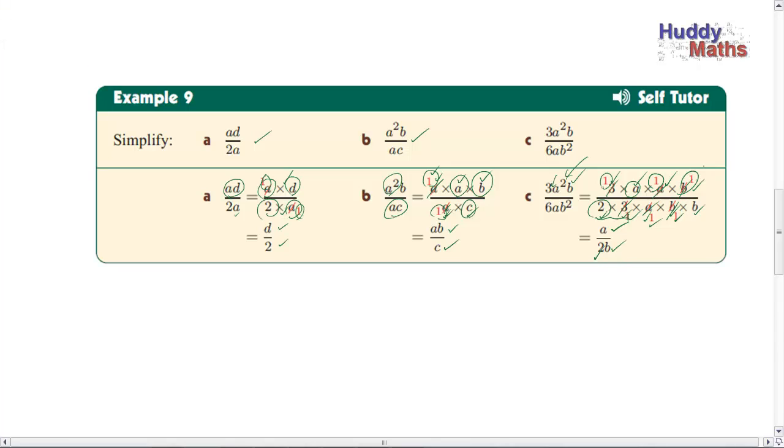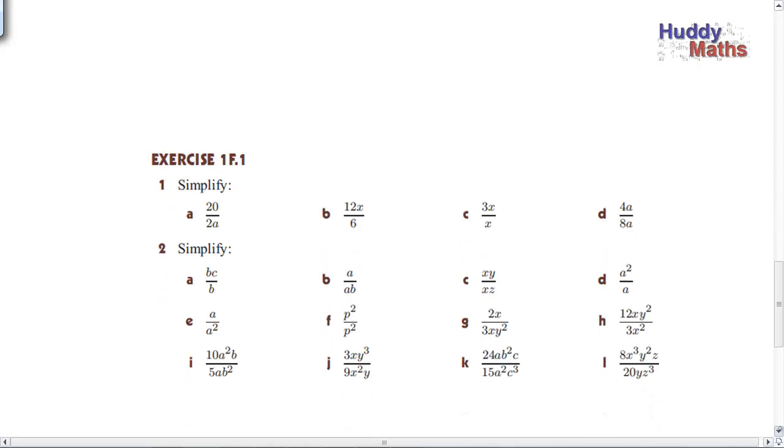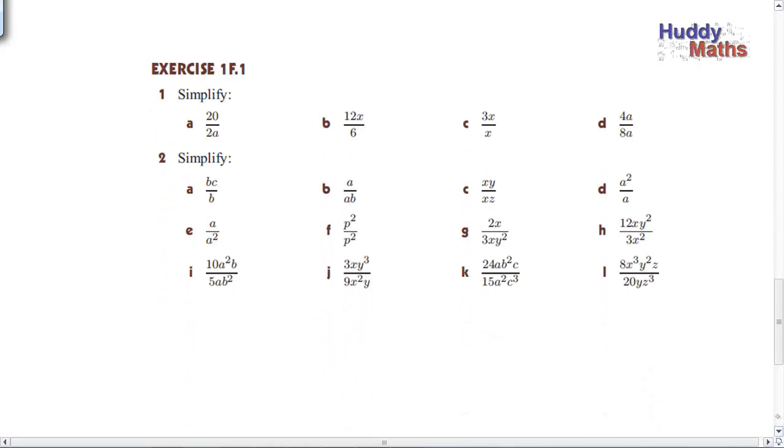Can you see it's exactly the same as if we had actual number values there with our pronumeral, because the pronumeral is representing just another number. Good stuff, isn't it? Okay, so here's 1F1 from the Hayes book now.